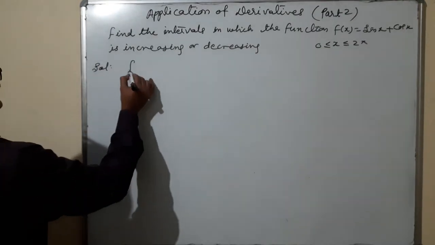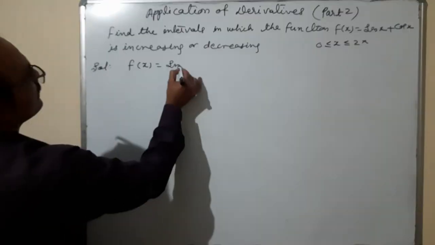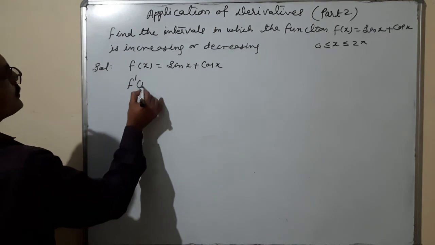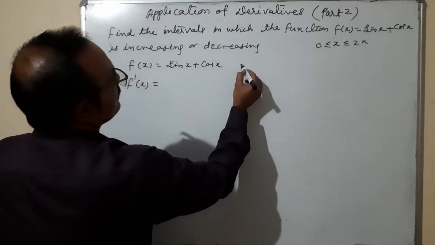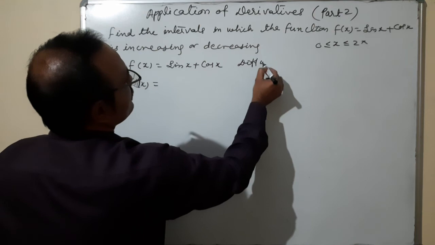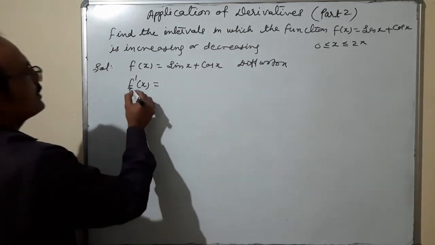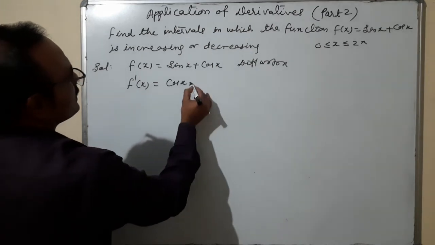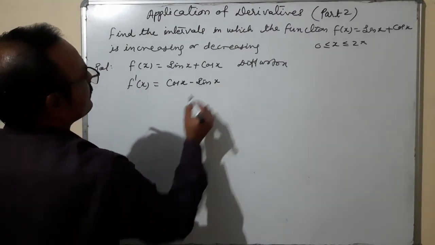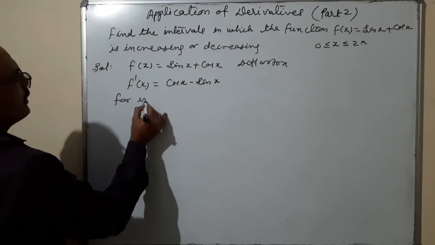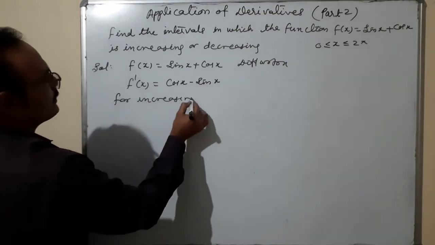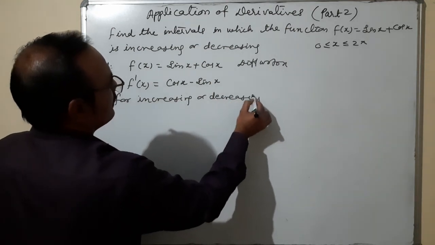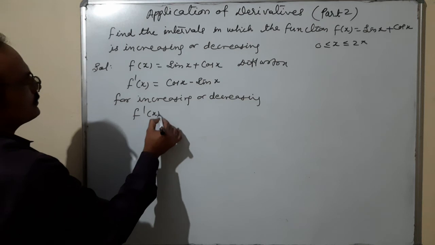Okay, f of x is equal to sin x plus cos x. Differentiate with respect to x. f dash x is equal to differentiation of sin x is cos x minus sin x. Okay. For increasing or decreasing, f dash x is equal to 0.